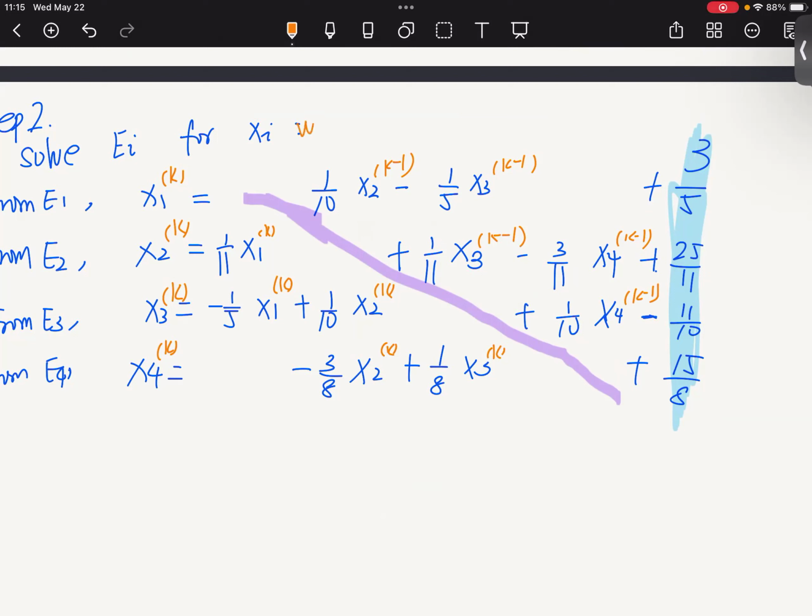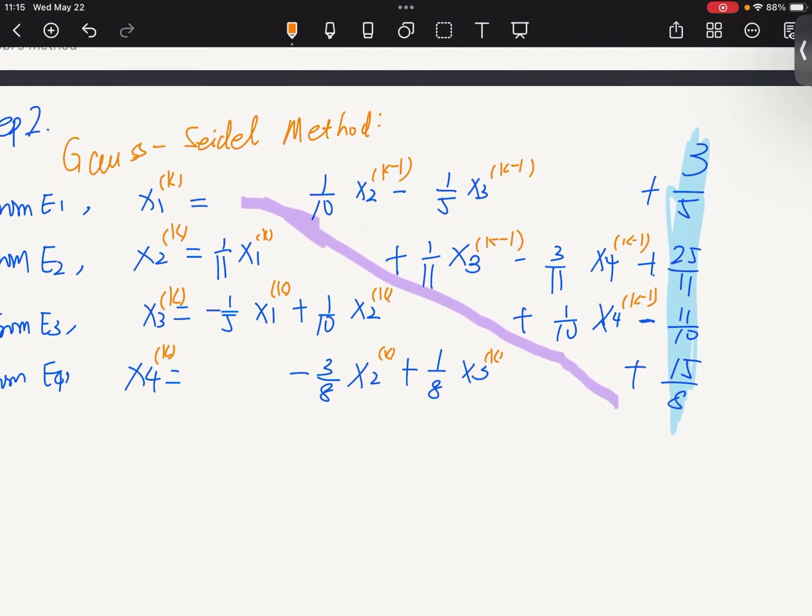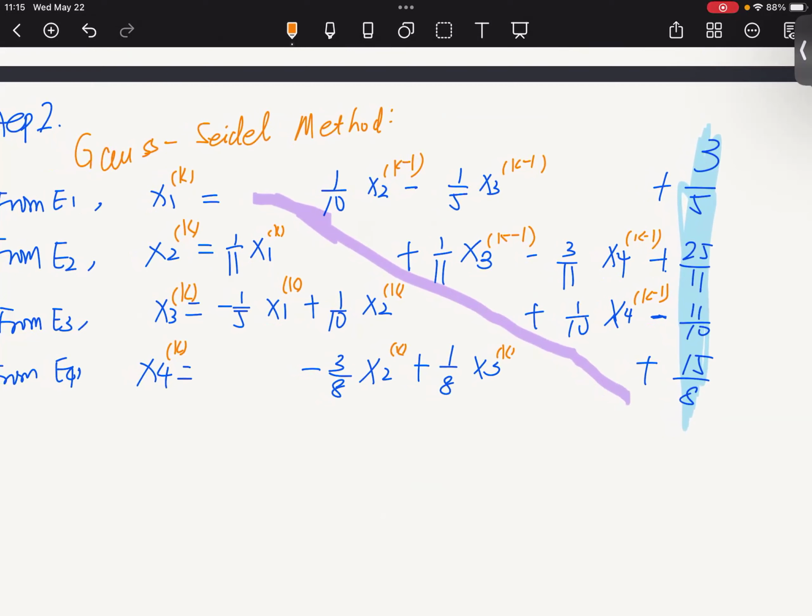This is the Gauss-Seidel method. We don't make any guess here. Okay, this is the formula, and you have already finished almost 50% here. The next thing is to do some calculation.